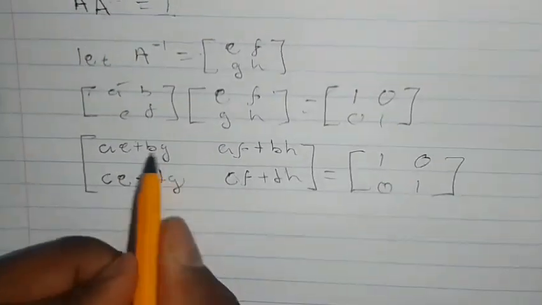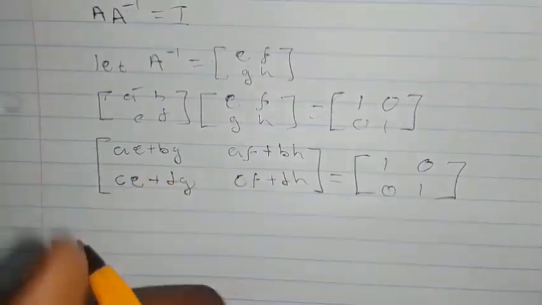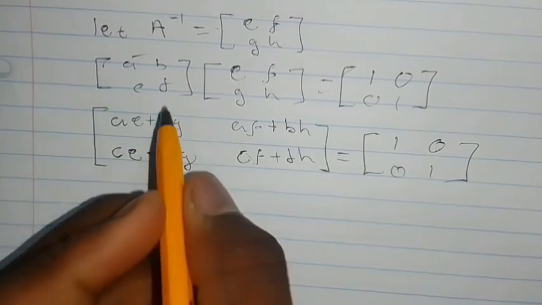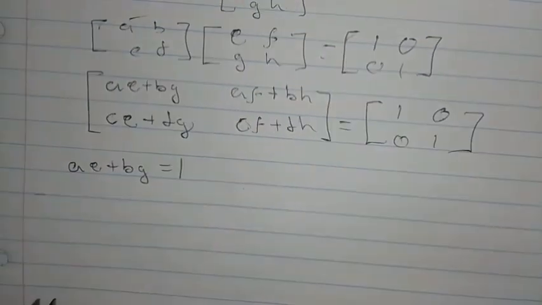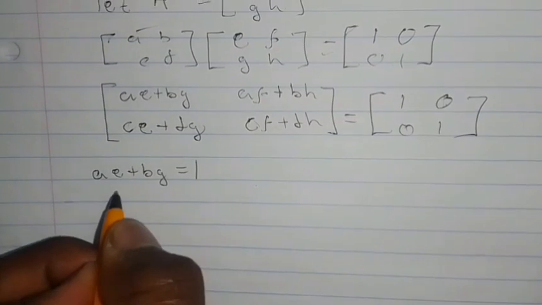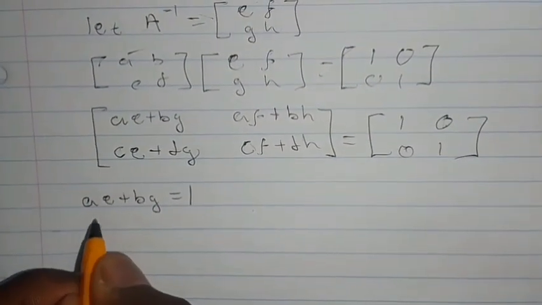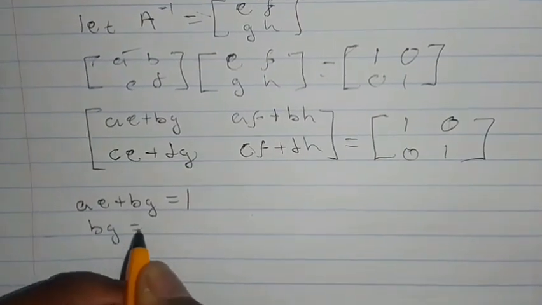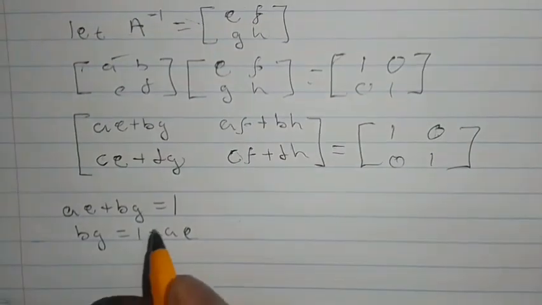Now notice that we get a matrix here and a matrix here. Two matrices are equal only if the corresponding entries are equal. So what does this mean? This means that ae plus bg equals 1. This implies that if we solve for g, bg would be equal to 1 minus ae. Okay, let's just leave it there.